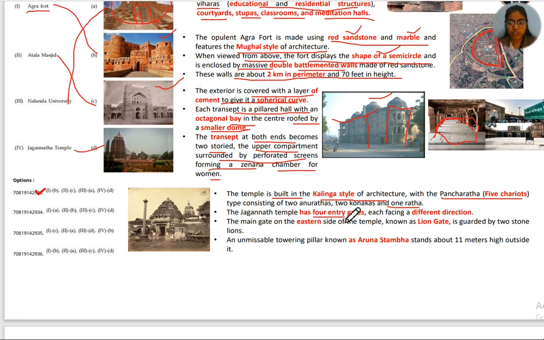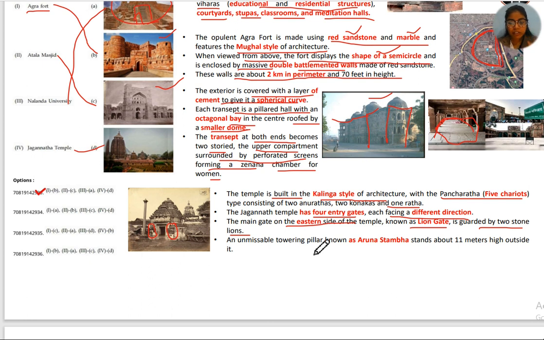What is important is that it has 4 entry gates, each facing a different direction, like north, south, east, and west. The main gate is on the eastern side of the temple, known as the Lion Gate. Fine. And it is guarded by 2 lions. At the entrance, there are 2 lions guarding the eastern gate.